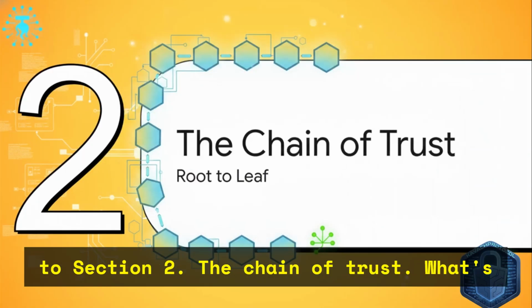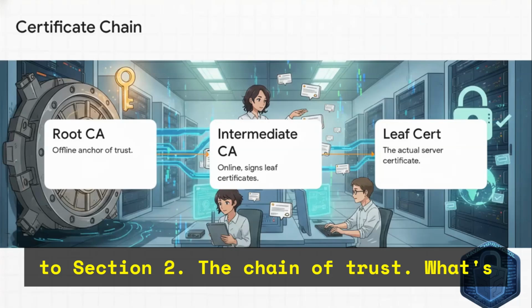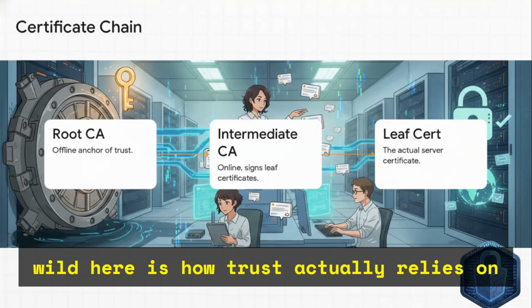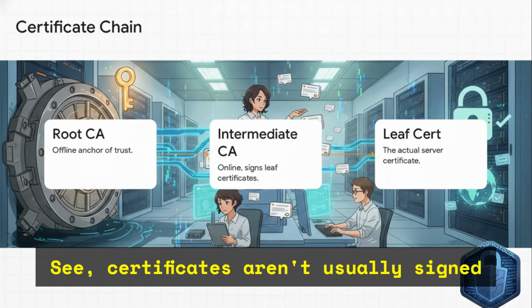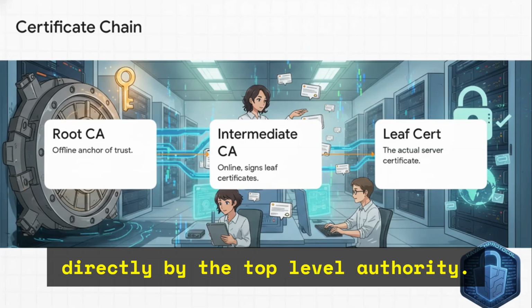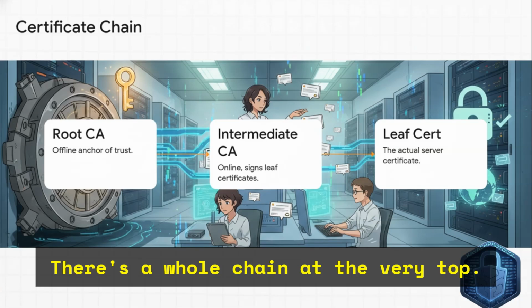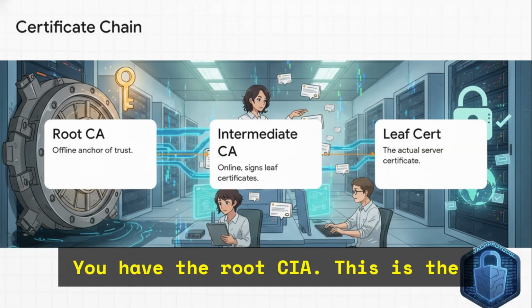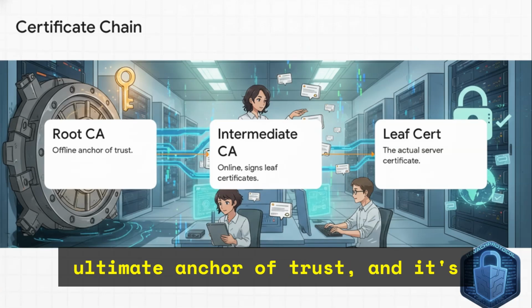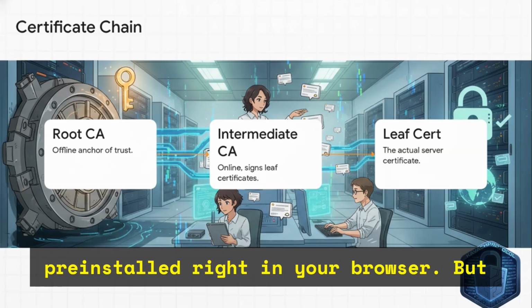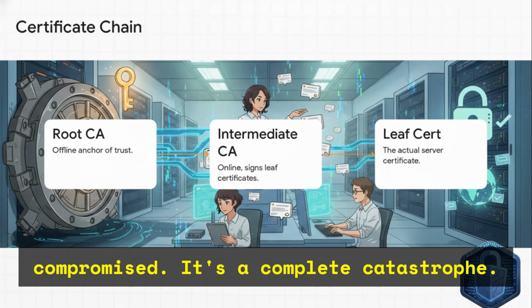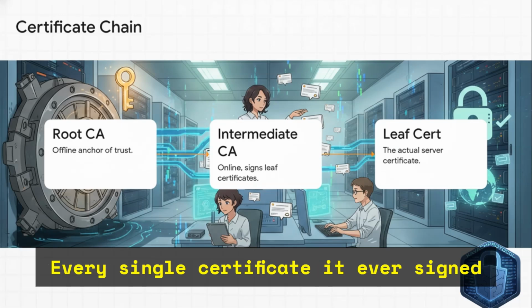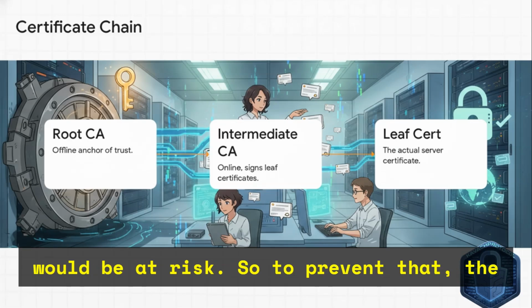Moving on to Section 2, the chain of trust. What's wild here is how trust actually relies on a hierarchy, not just a single signature. See, certificates aren't usually signed directly by the top-level authority. There's a whole chain. At the very top, you have the Root CA. This is the ultimate anchor of trust, and it's pre-installed right in your browser. But if a Root CA's private key ever gets compromised, it's a complete catastrophe. Every single certificate it ever signed would be at risk.